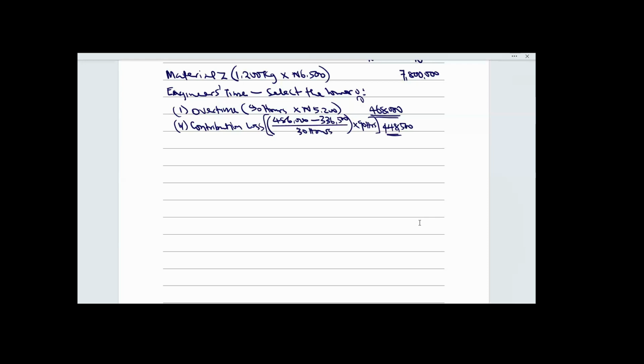Which option should the company select? Of course, the one that is lower. Therefore, here will be 448. All right. So that's that.